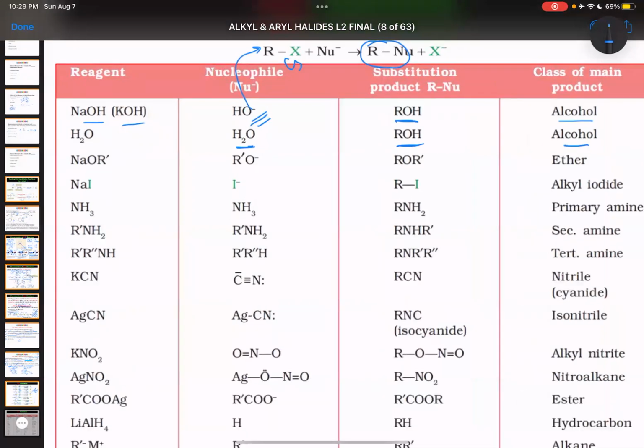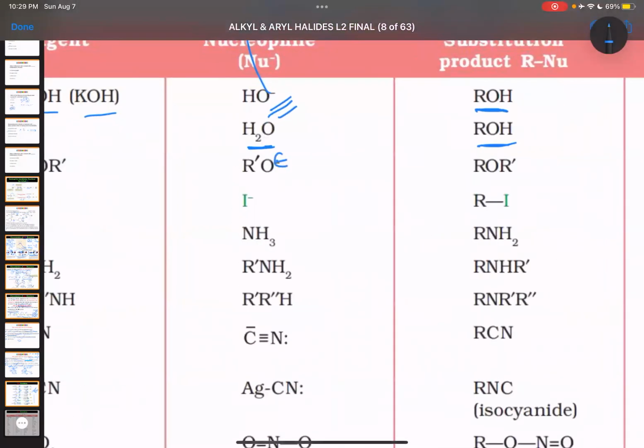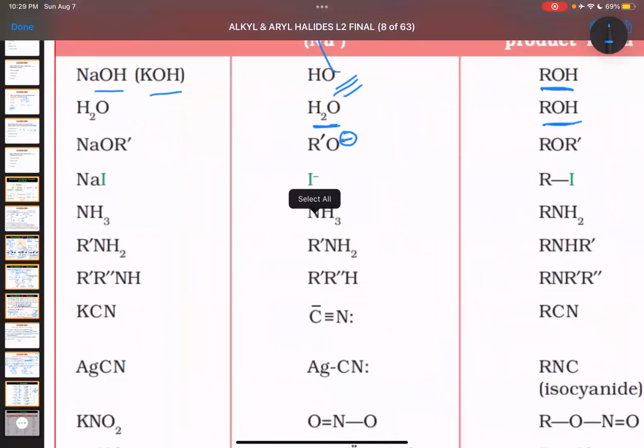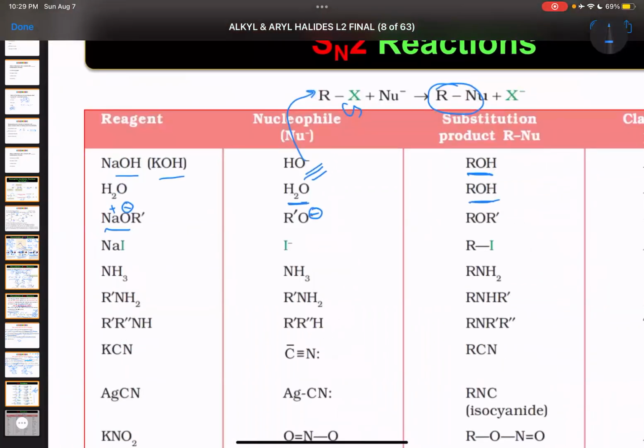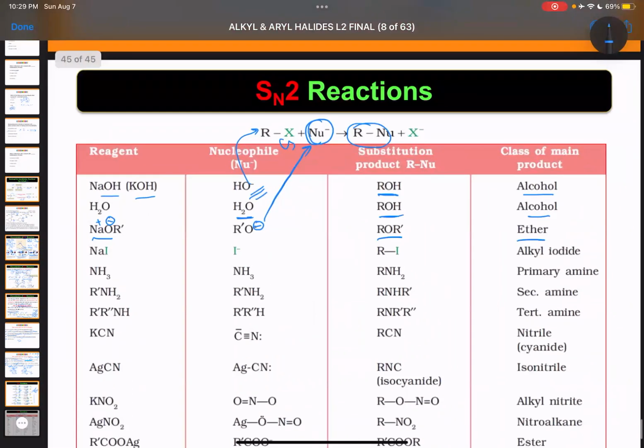You can take RO minus. This is the alkoxide ion, by taking Na plus and OR dash minus. So this alkoxide ion is going to go and attack the alkyl halide. This is the nucleophile, and ROR dash will form. This is an ether, and this is the Williamson ether synthesis. That's what I told you.